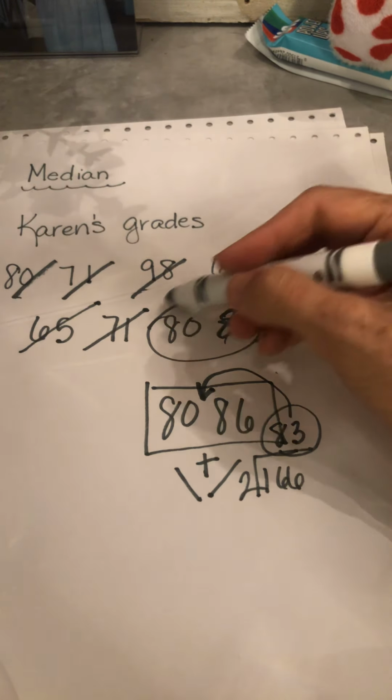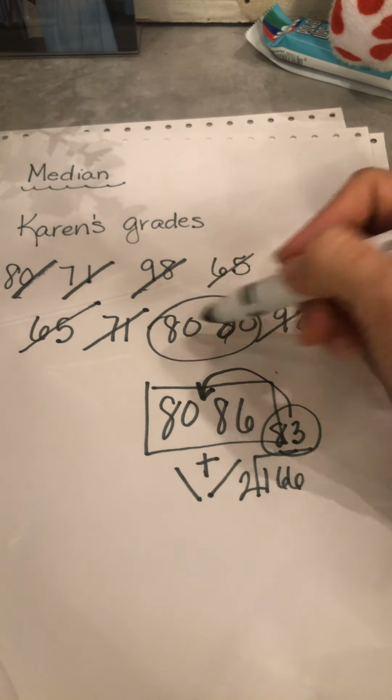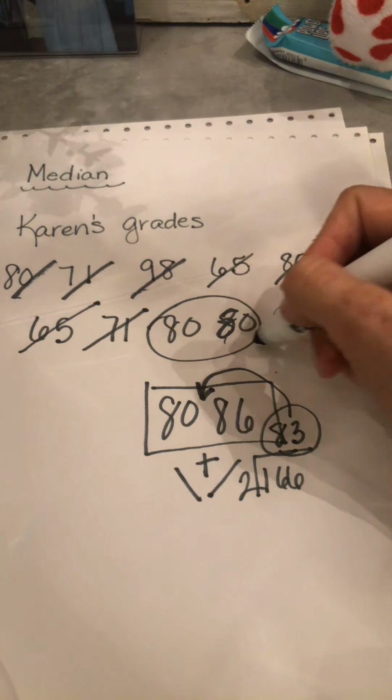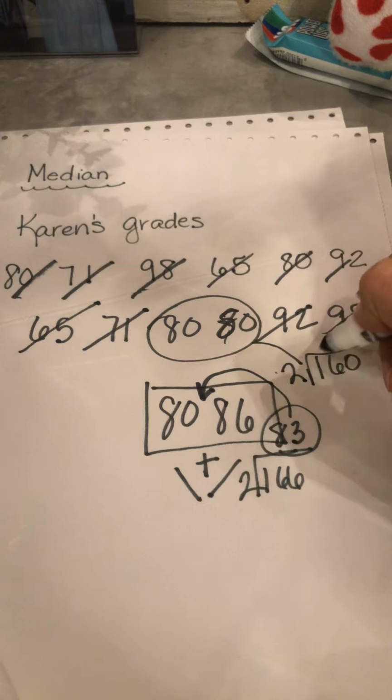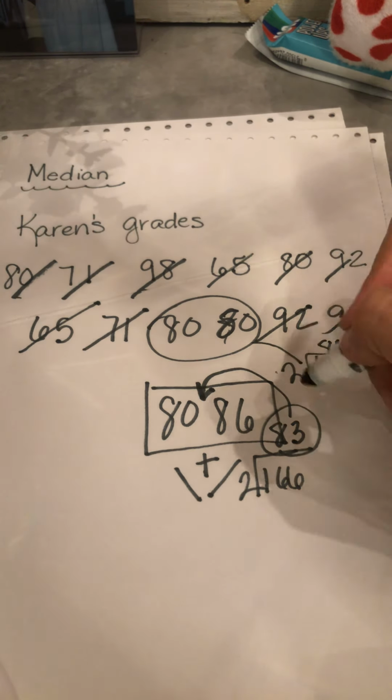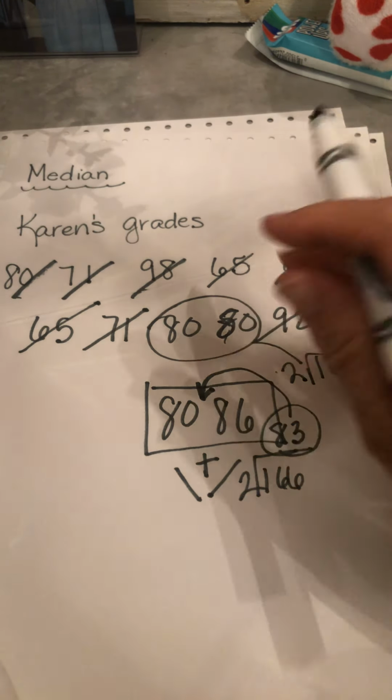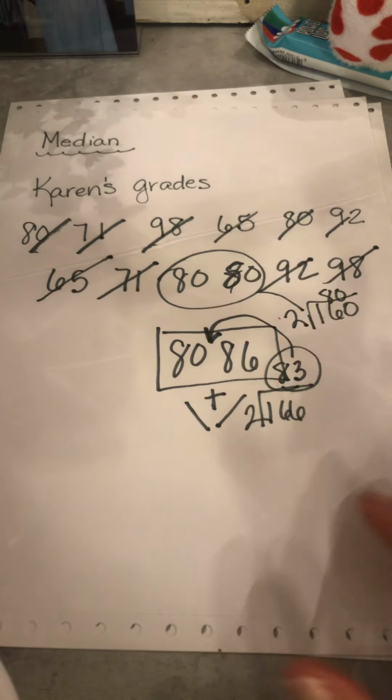Now, I have 2 of the same numbers, 80 and 80. If I add them up, I get 160. If I divide by 2, guess what I get? 80. And that makes sense. That would be my median.